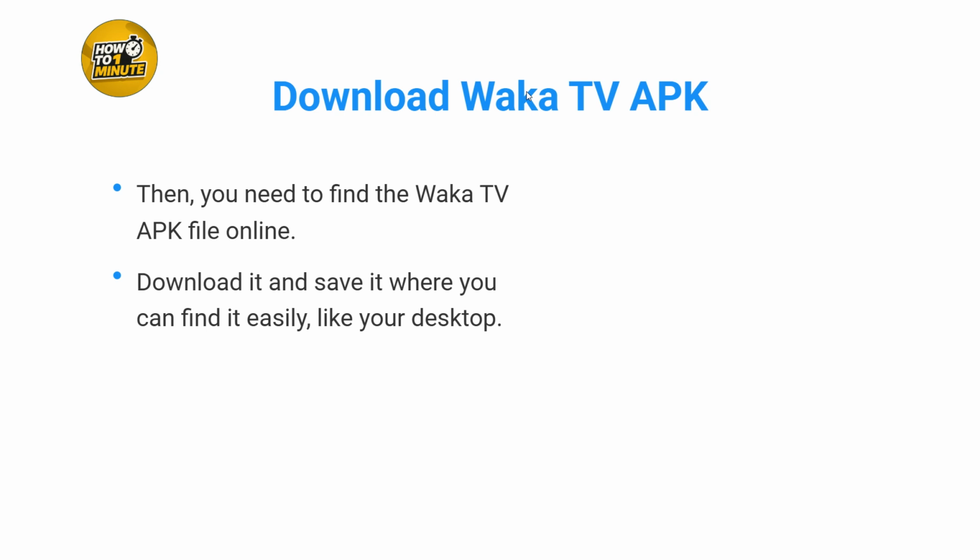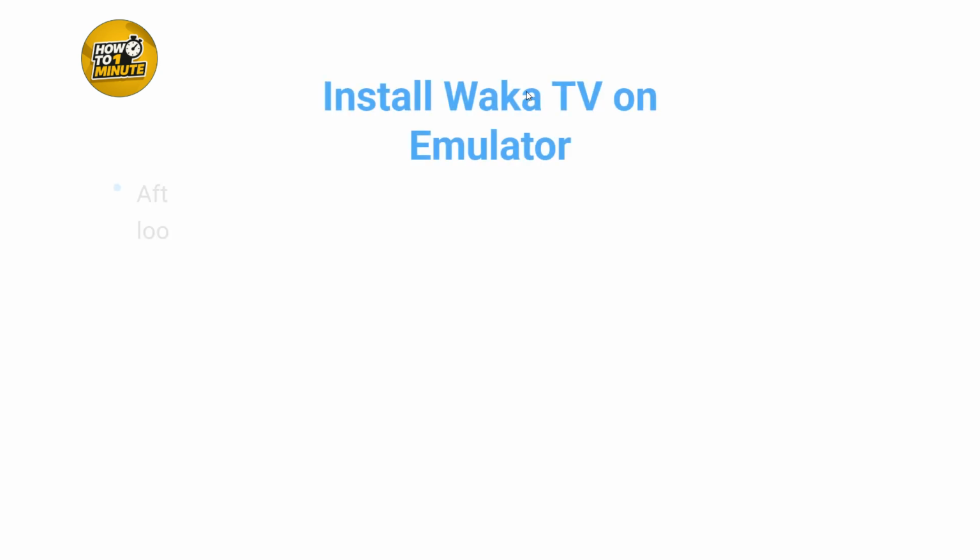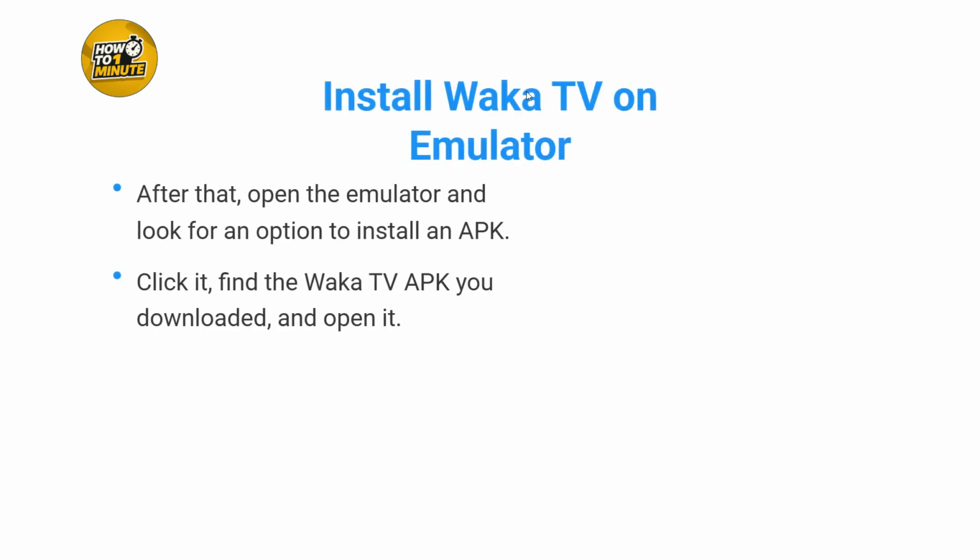Next, we need to get the Waka TV app. Open the browser inside BlueStacks and go to the Waka TV website. Find the download link for the Waka TV APK file and click on it. The download should start automatically. Once it's done, open the APK file to install Waka TV inside BlueStacks. After the installation, you'll see the Waka TV icon on your BlueStacks home screen. Click on it to open the app.